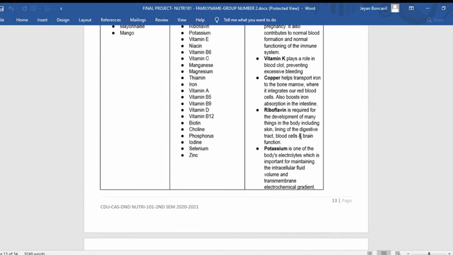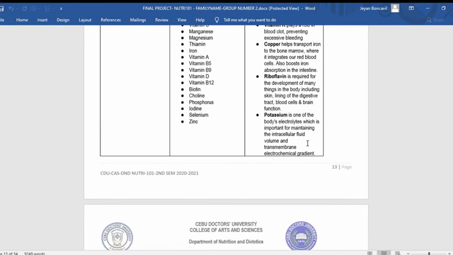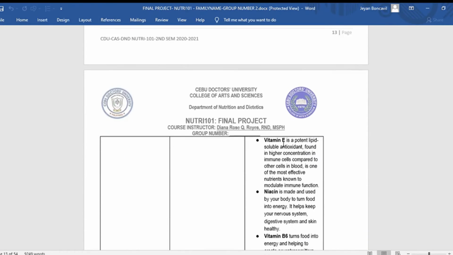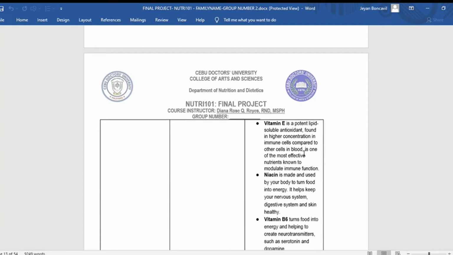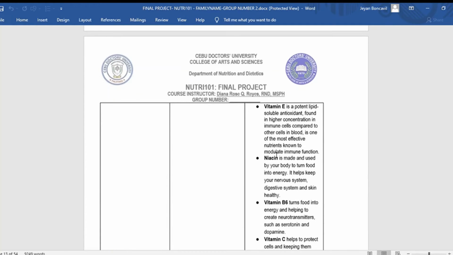Riboflavin is required for the development of many things in the body, including skin lining of the digestive tract, blood cells, and brain function. Potassium is one of the body's electrolytes, which is important for maintaining the intracellular fluid volume and transmembrane electrochemical gradient. Vitamin E is a potent lipid-soluble antioxidant found in higher concentration in immune cells compared to other cells in blood. It is one of the most effective nutrients known to modulate immune function.